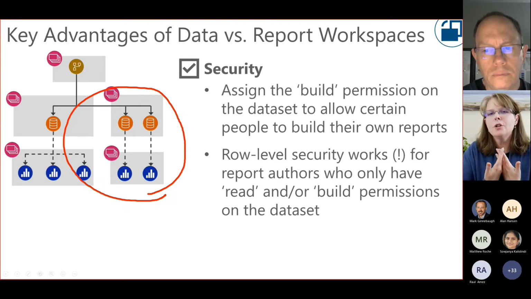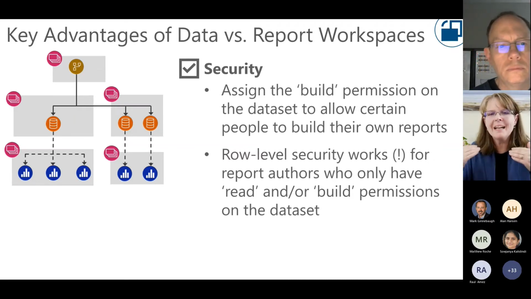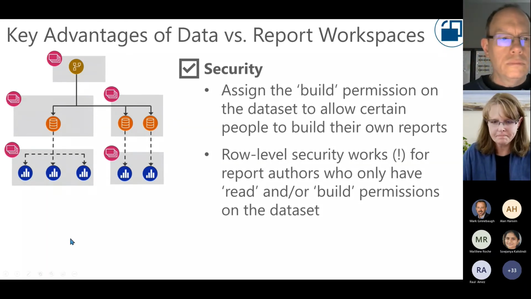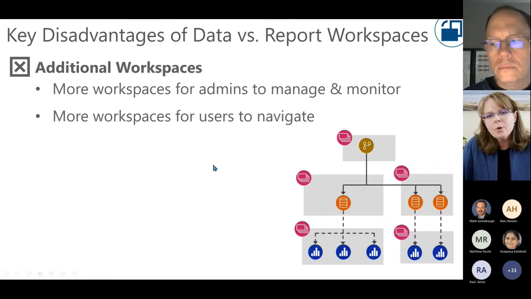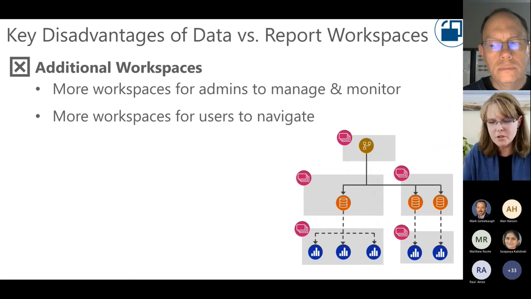Row level security will only work if you have view permissions on the data set, and this is the way to achieve it. You have read and build on the data set, or just read if you're just a viewer of the report. But if you need row level security to work, this is the way to achieve it. Now, of course, that does mean we have more workspaces. And so, can things get a little out of control if we don't carefully manage them? And even if we do carefully manage them, maybe it gets a little out of control. So that is the downside.